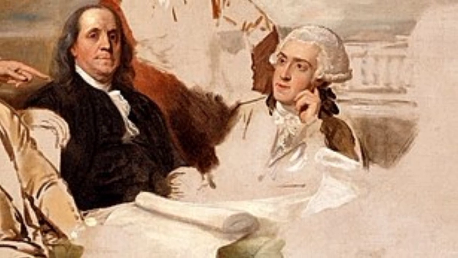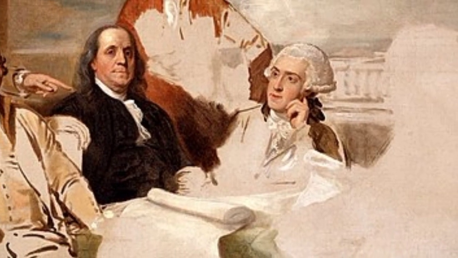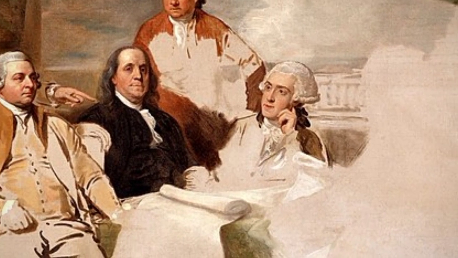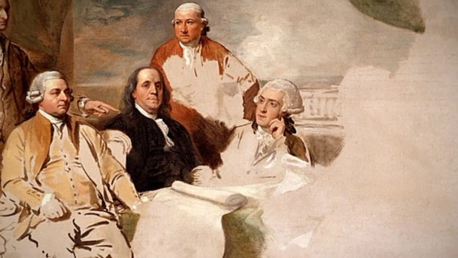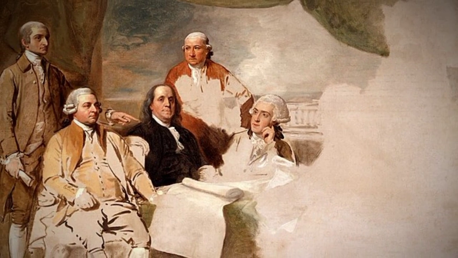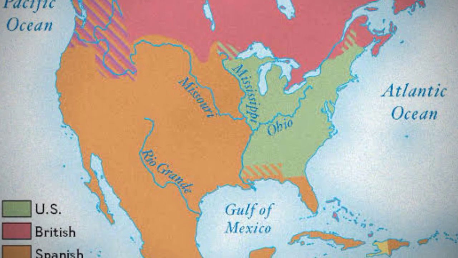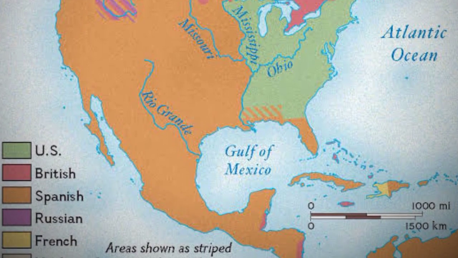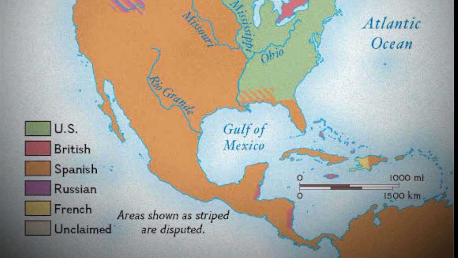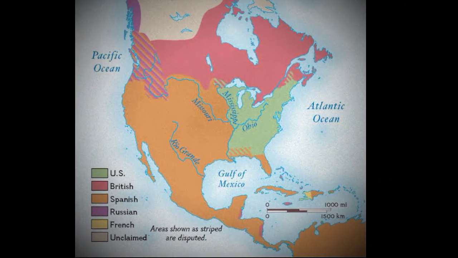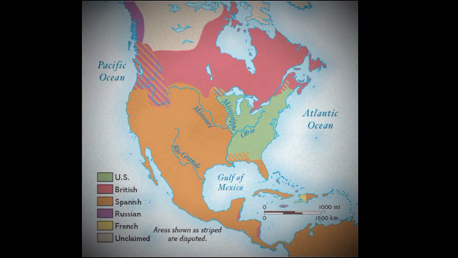The 1783 Treaty of Paris officially ended the war. Benjamin Franklin and John Adams represented the United States in the discussions of the treaty's provisions. The treaty guaranteed the United States its independence and all the lands between the Atlantic coast and the Mississippi River and between the Great Lakes and Florida.